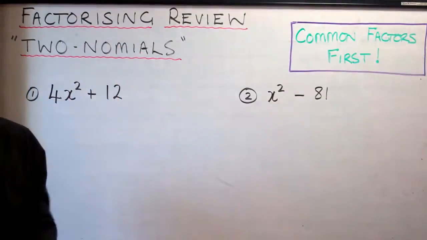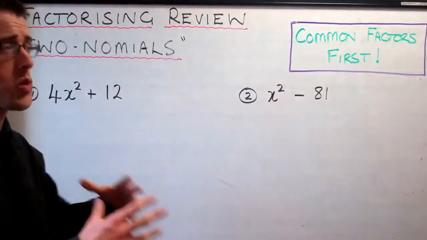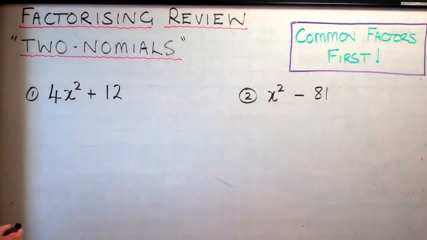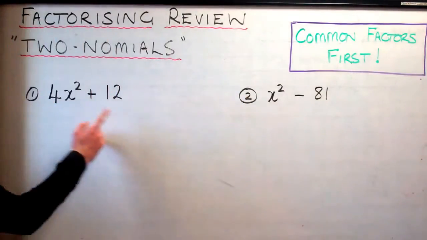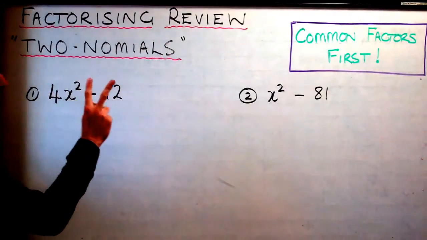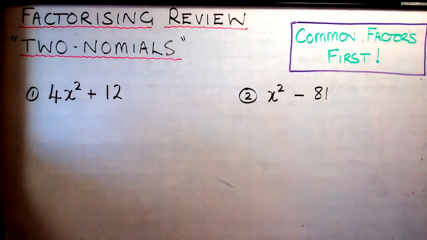Okay, so common factors first. Before you do anything in a factorising question, you have to try to take out common factors, and that's going to catch a lot of little mistakes that you make. Okay, so if we do that with this one, if we look for common factors, now remember, a common factor is a number that's going to go into this term and this term. So we're looking for something that's into 4x squared and into 12.